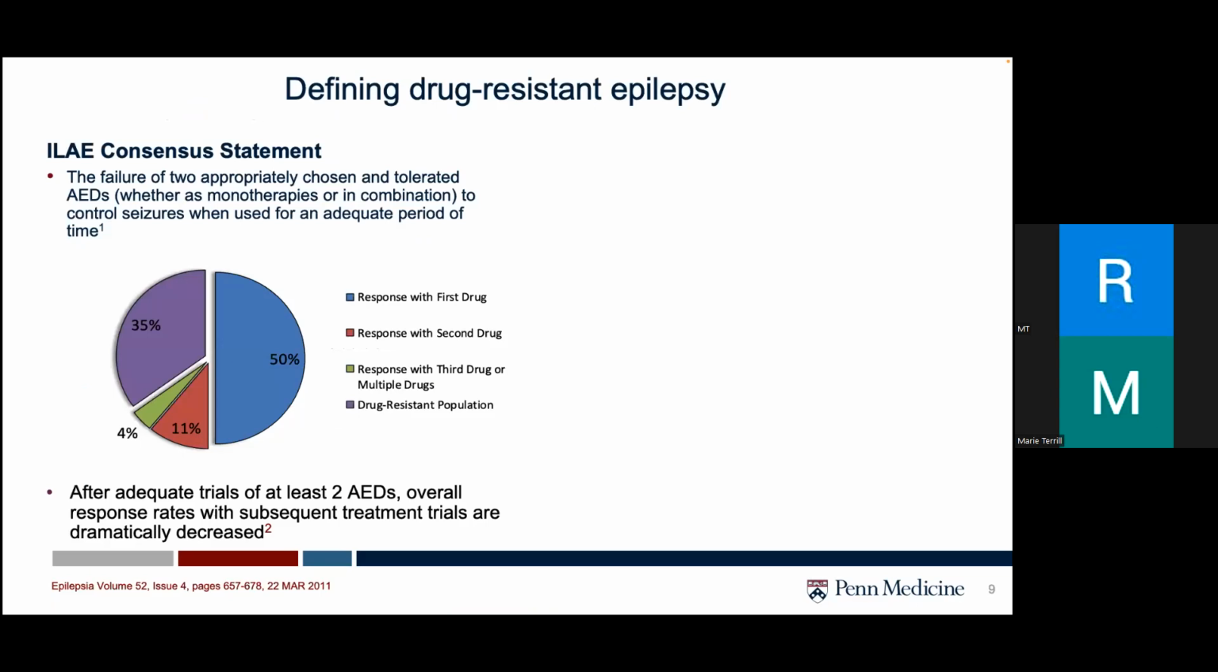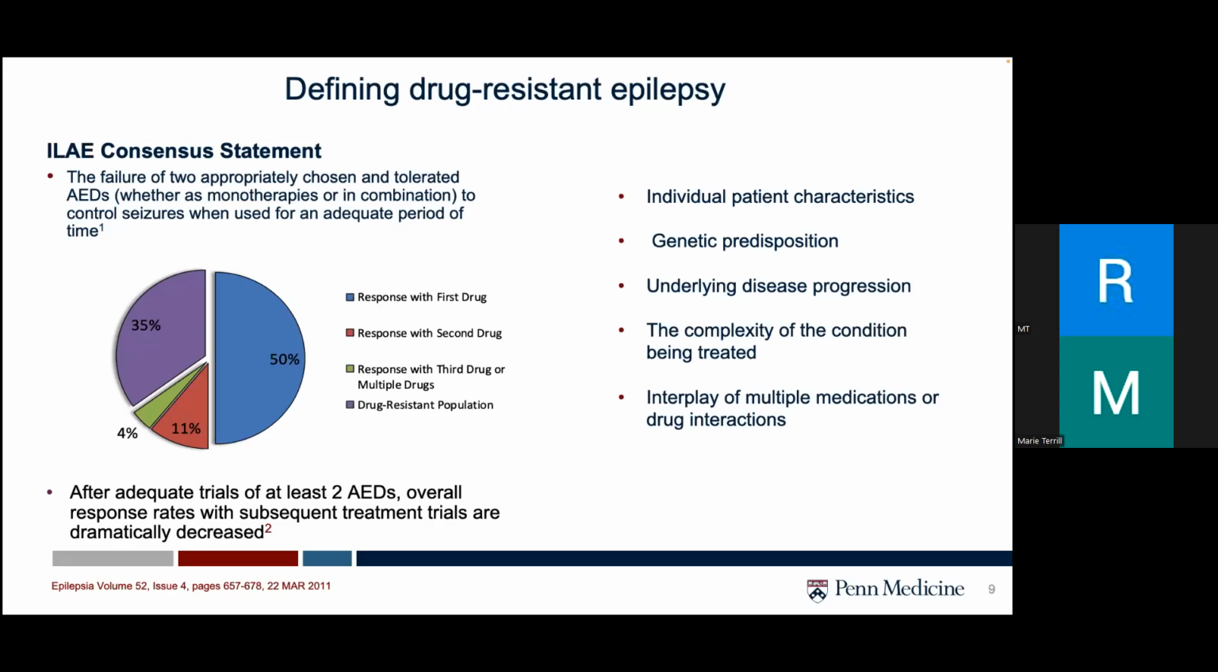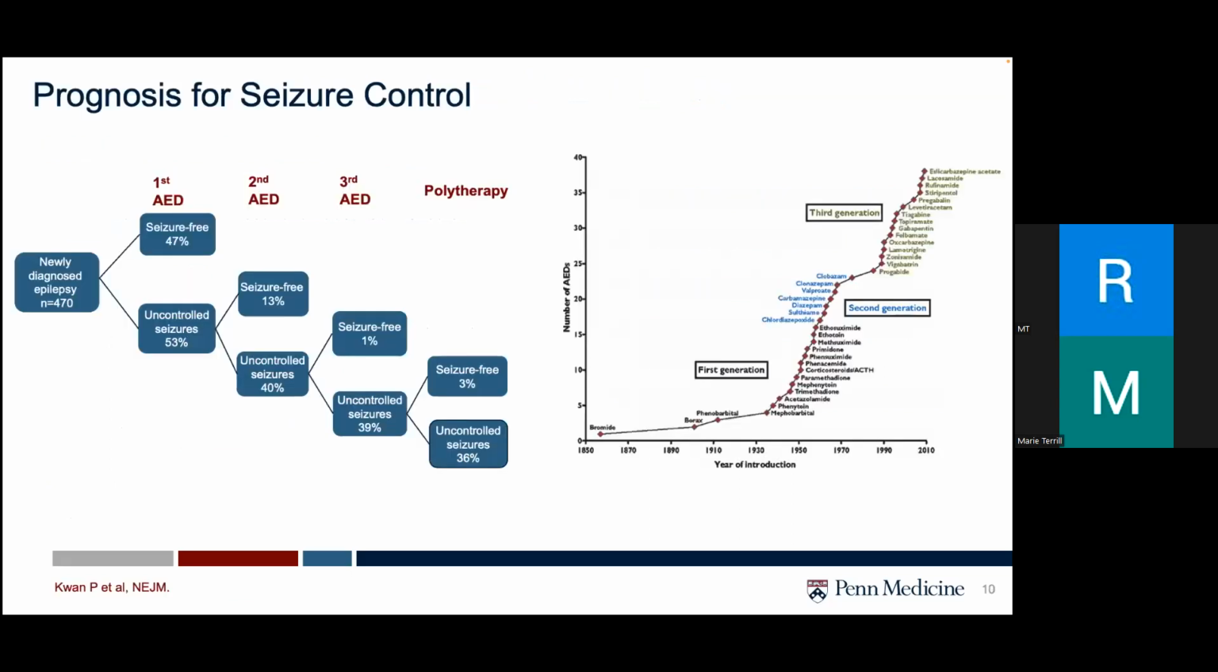Now, drug resistance, also called pharmacoresistance, refers to the phenomenon where a patient's response to a drug diminishes over time, resulting in the medications becoming less and less effective in treating a particular condition or disease. In the context of anti-seizure medication, there are a lot of factors that can contribute to drug resistance: individual patient characteristics, genetic predisposition, the underlying disease progression and the complexity of the disease itself, and of course, the interplay between multiple medications or drug interactions.